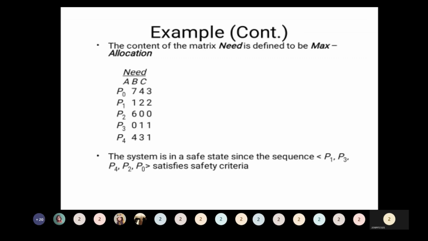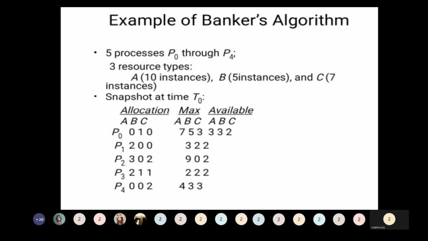So what is the need matrix? It is max minus allocation. What is max here? Go and refer to the previous slide. P0 has a max of 7 instances of resource type A, 5 instances of resource type B and 3 instances of resource type C. The allocated resources to P0 are 0 of A, 1 of B, and 0 of C.